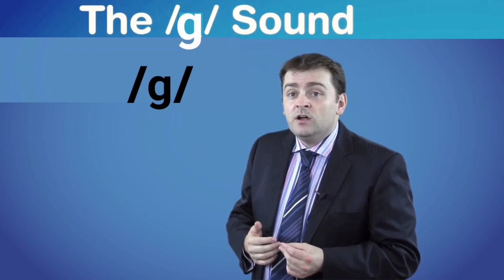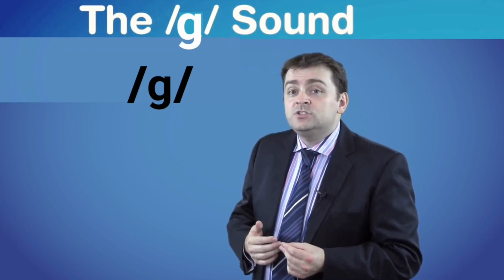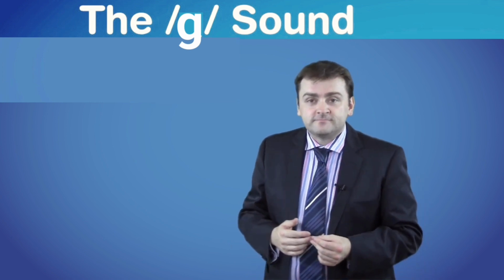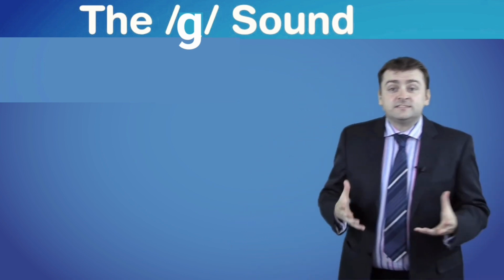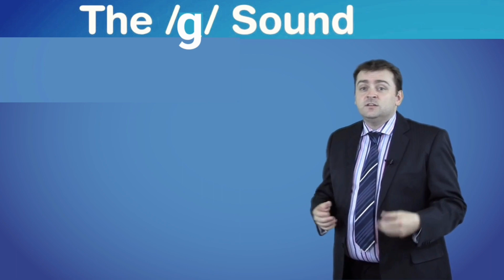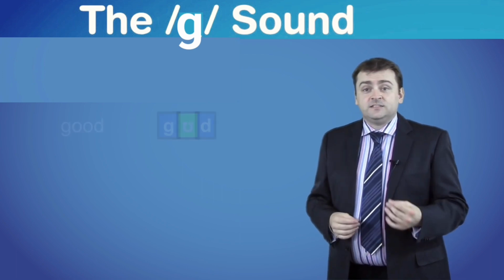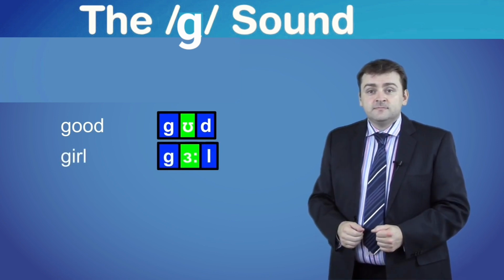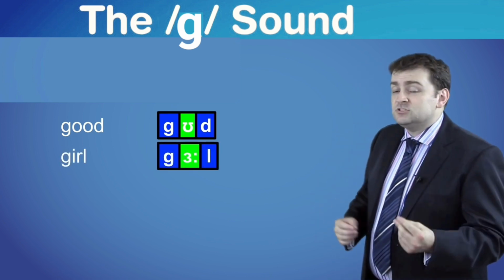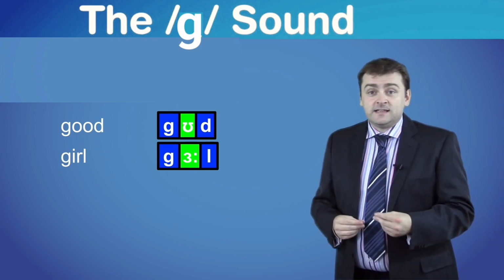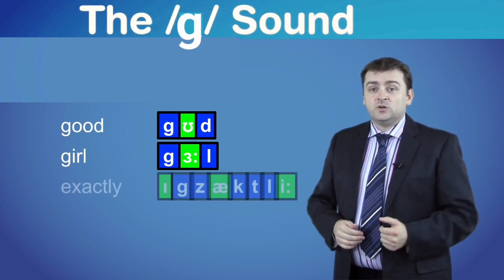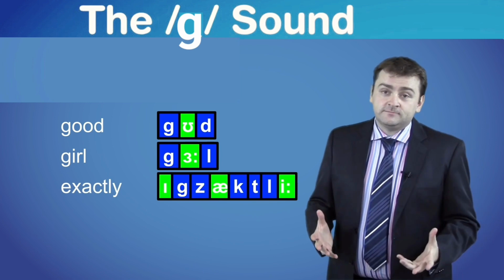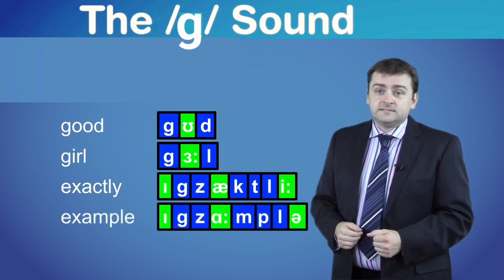G, g, g. The g sound is normally spelled with the letter G, as in the words good, girl. But it can also be spelled with the letter X, as in the words exactly and example.